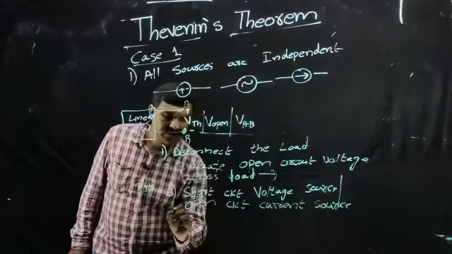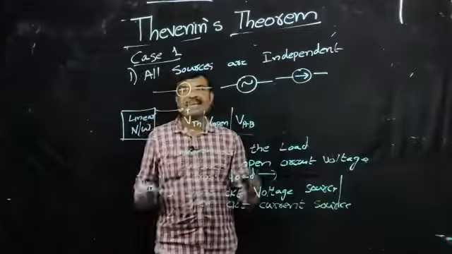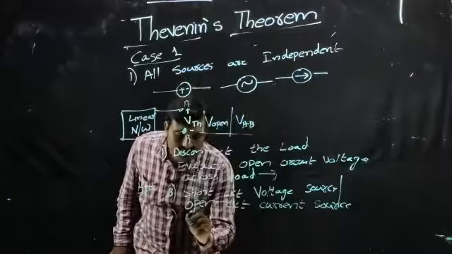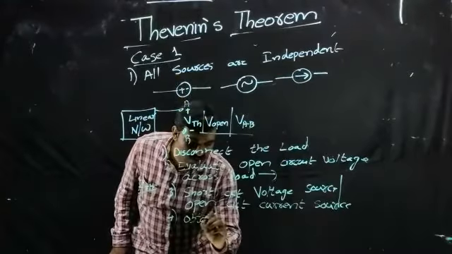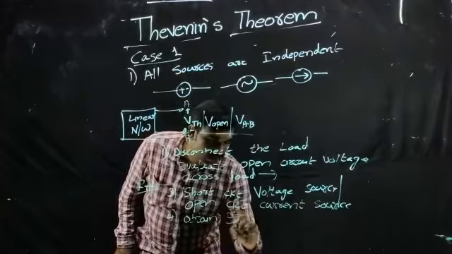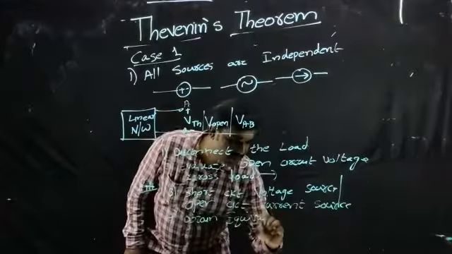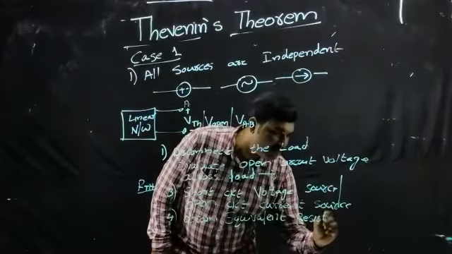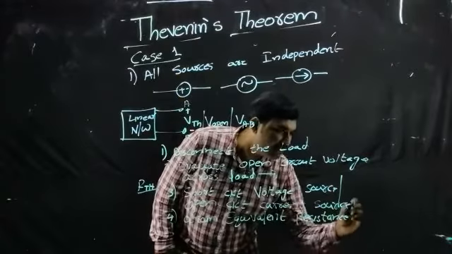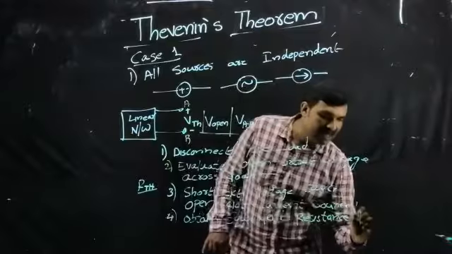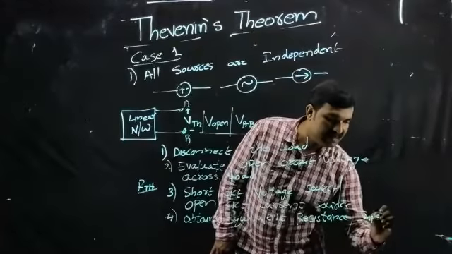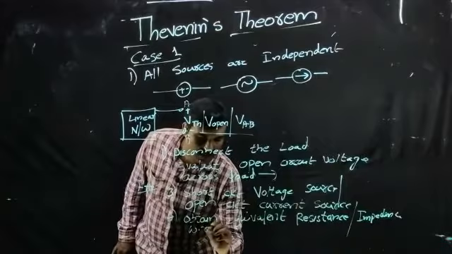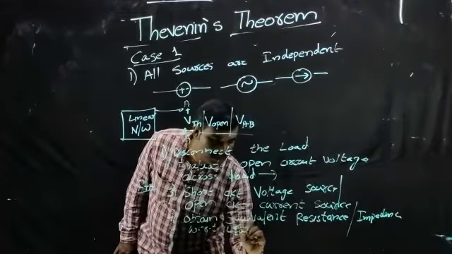Then you have to evaluate the equivalent value of resistance as seen from the load terminal. Then obtain the equivalent resistance. In the case of an AC network, we are replacing the term resistance by impedance, right? Impedance with respect to the load terminal.